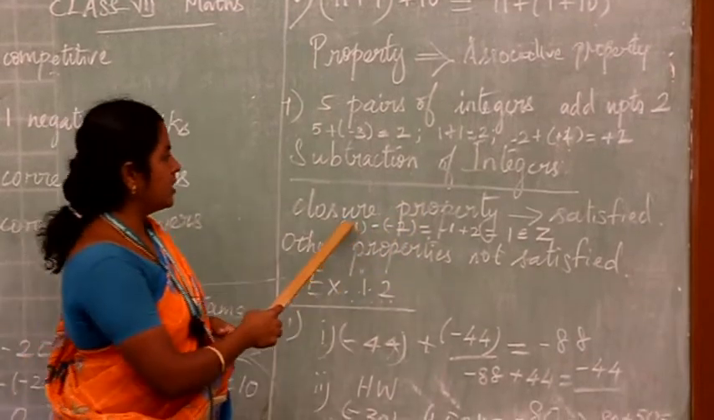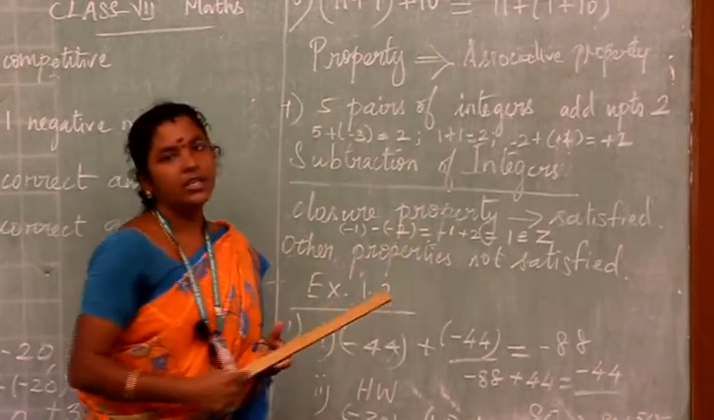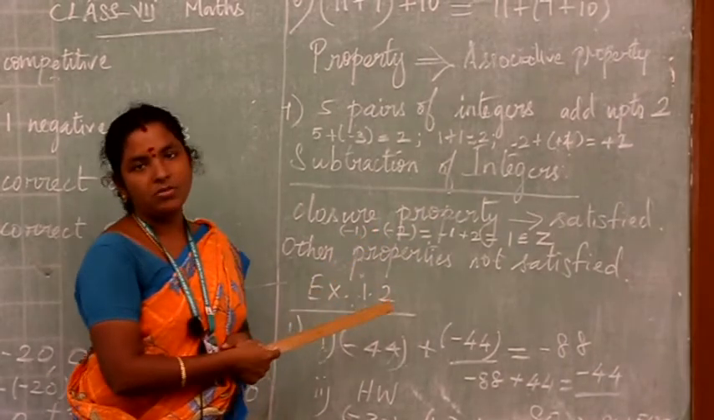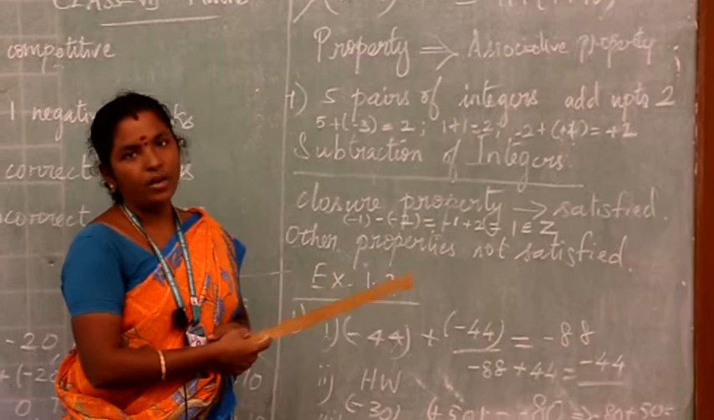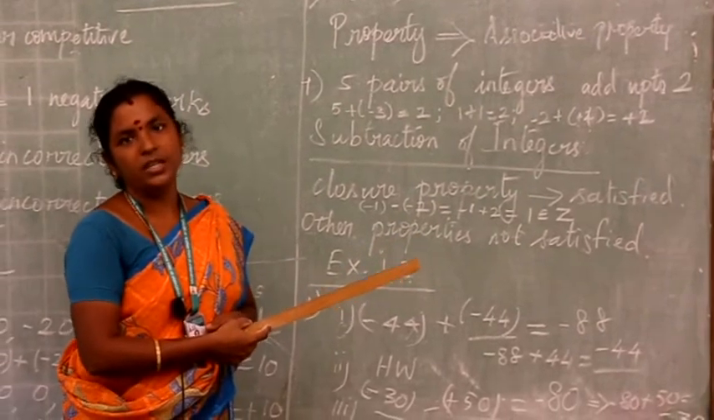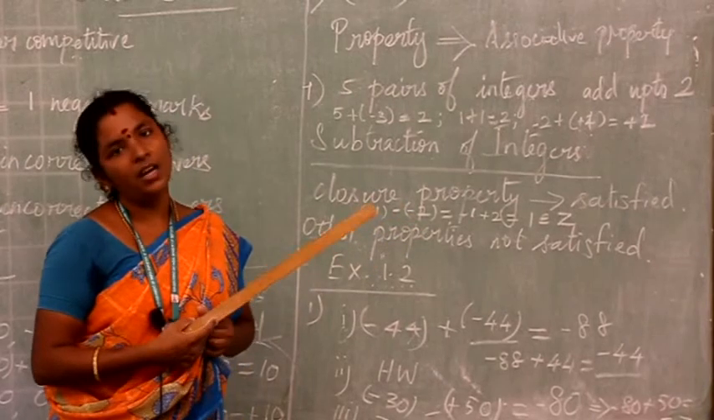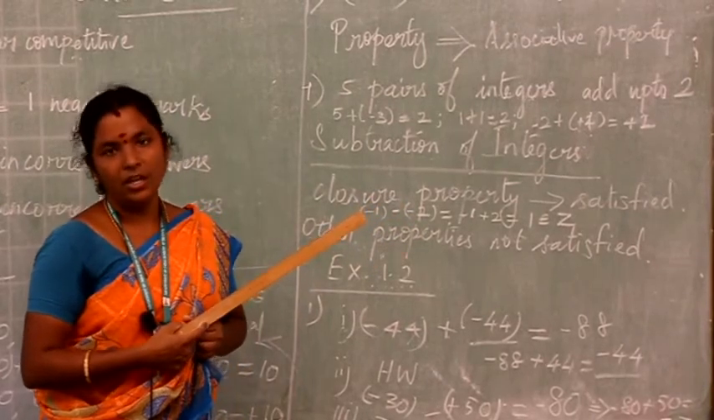So coming to the next section, that is subtraction of integers. Only the closure property will be satisfied here and the other properties will not be satisfied. You can try one example for this and see. The same method for associative, commutative, inverse and identity, you can check by yourself.